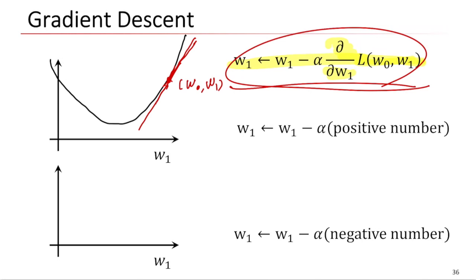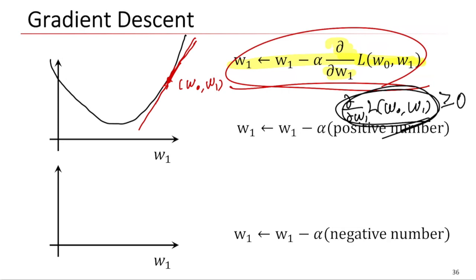Okay. So in this case, the sign of the gradient of this loss function should be what? Positive values, right? Positive values because the slope looks like this, right?